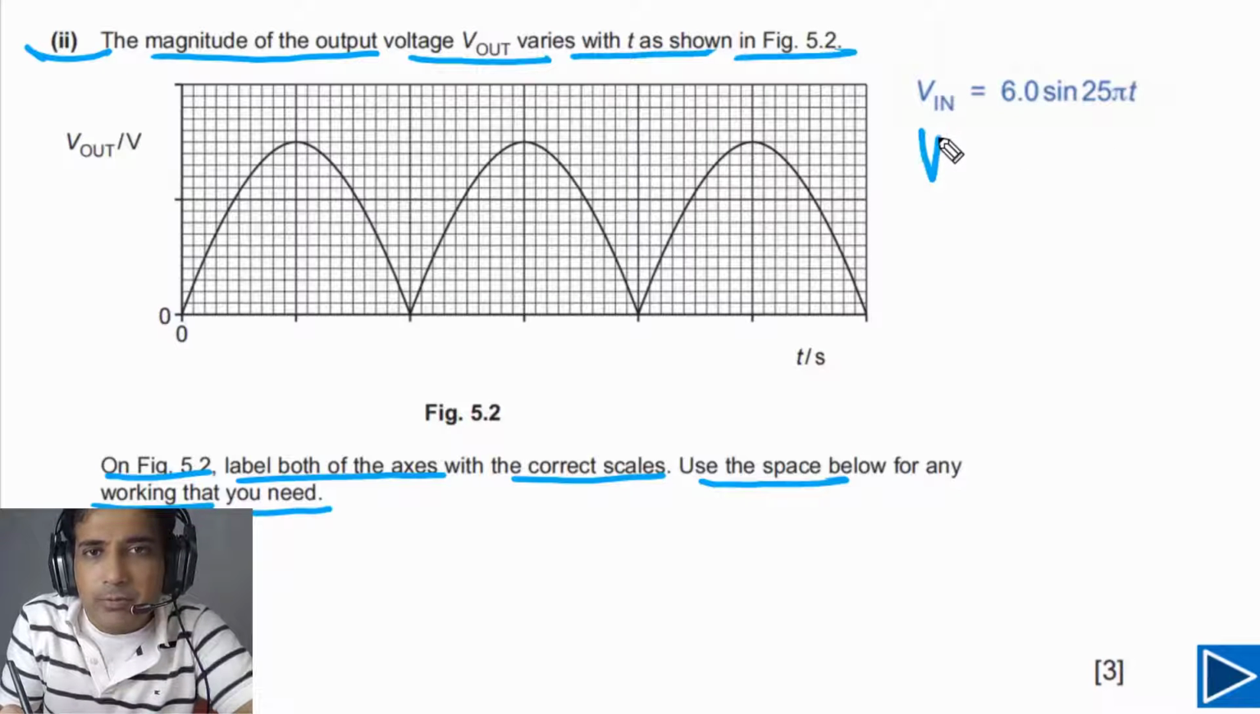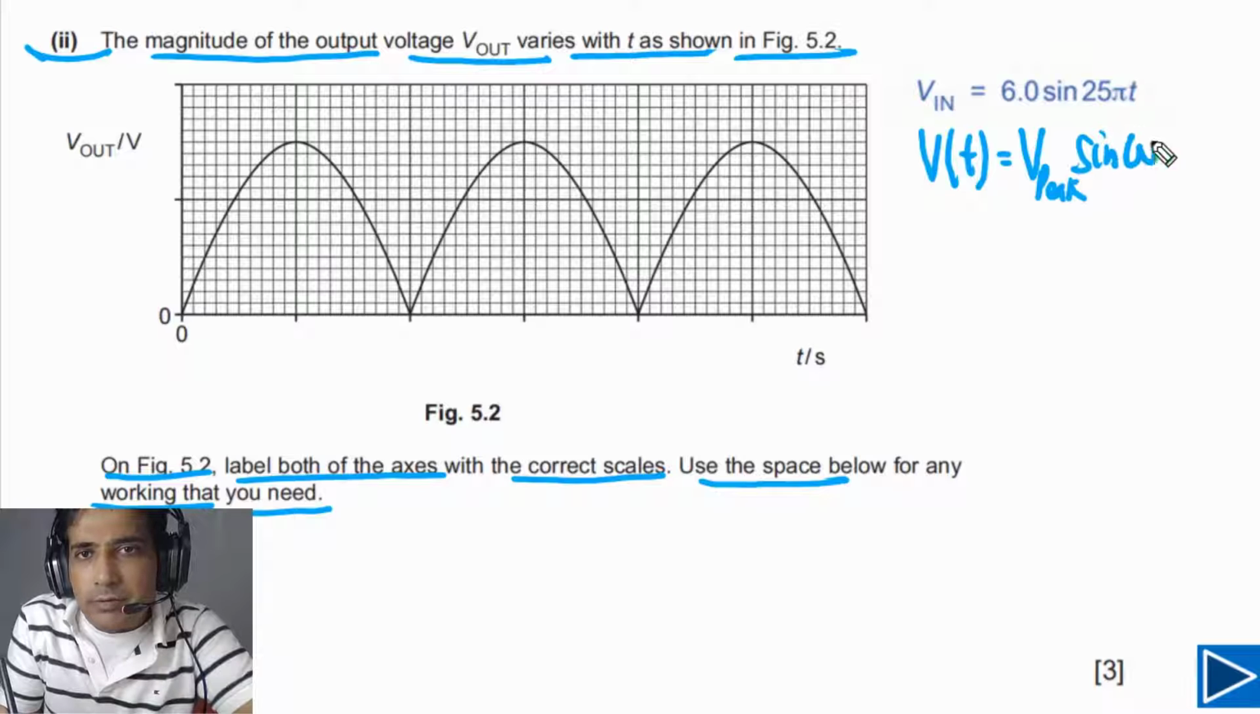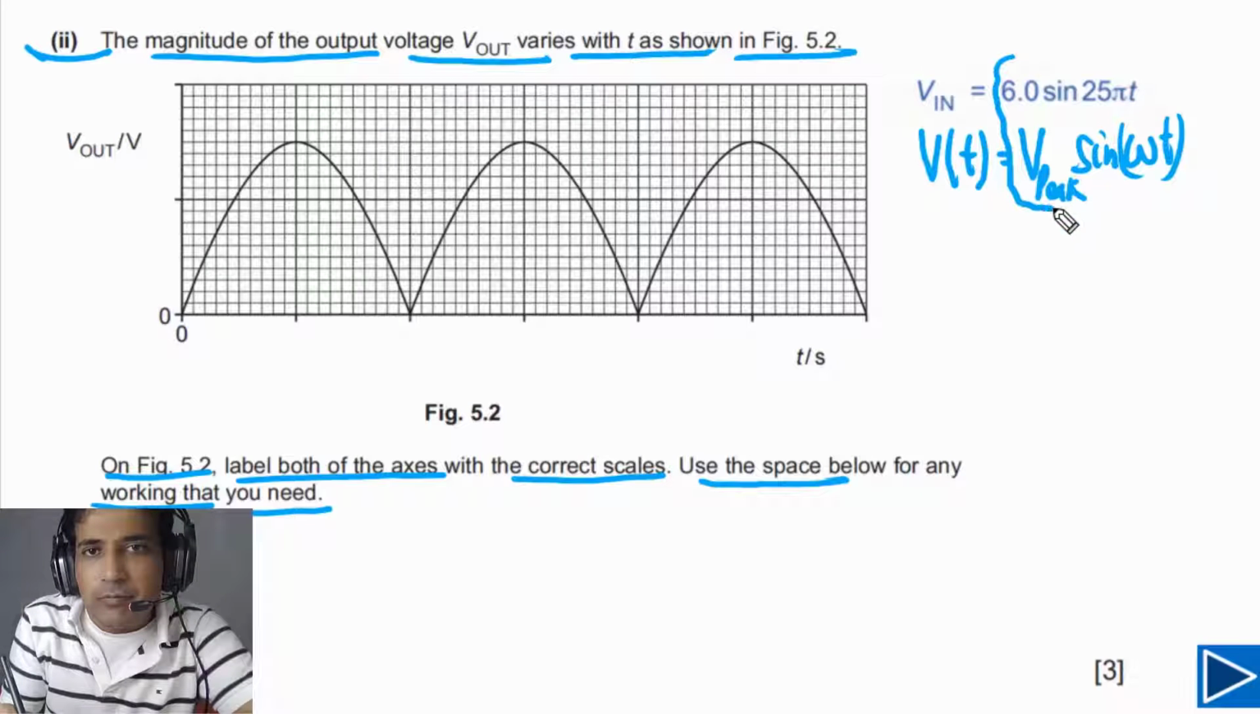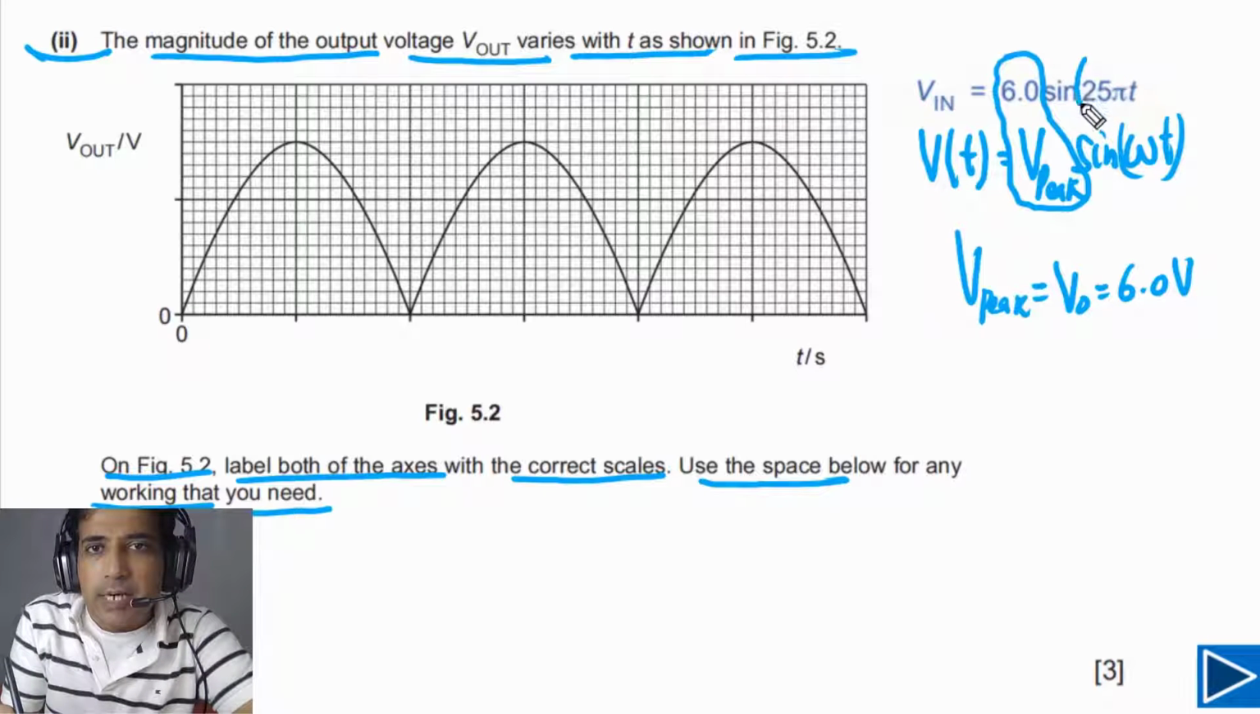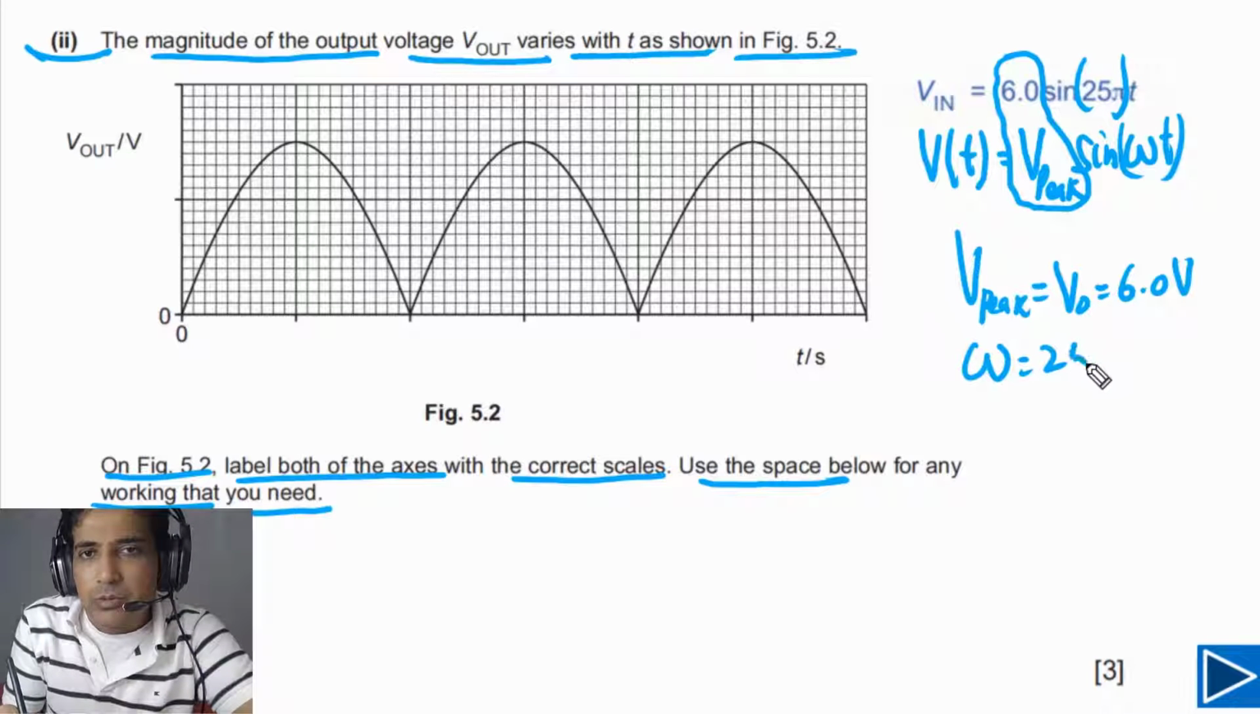Now if we compare this with the general equation, we can simply write down V as a function of t, this is equal to V peak, or simply you can say this is V naught sine of omega t. Now from here we can find out the peak value of the voltage. Peak value of the voltage is V peak is equal to V naught, and V naught is equal to 6.0 volts. Omega in this case has to be equal to 25 pi. So we can say omega is equal to 25 pi.